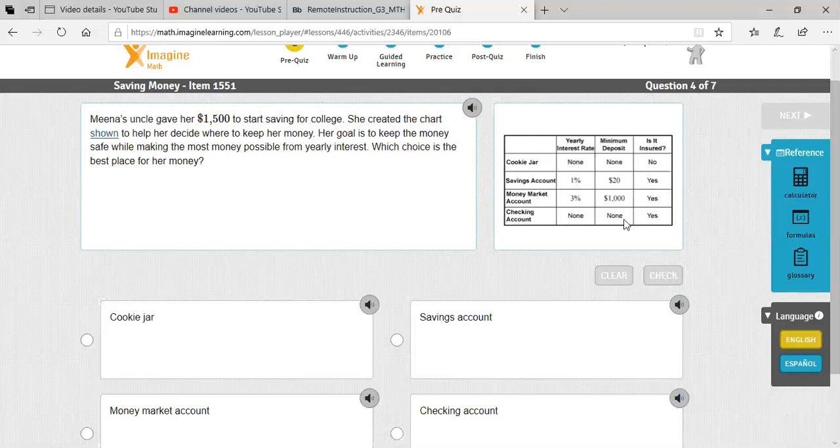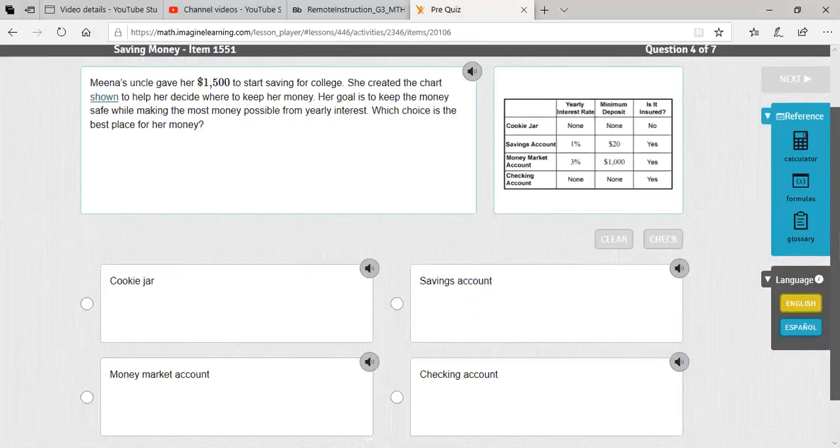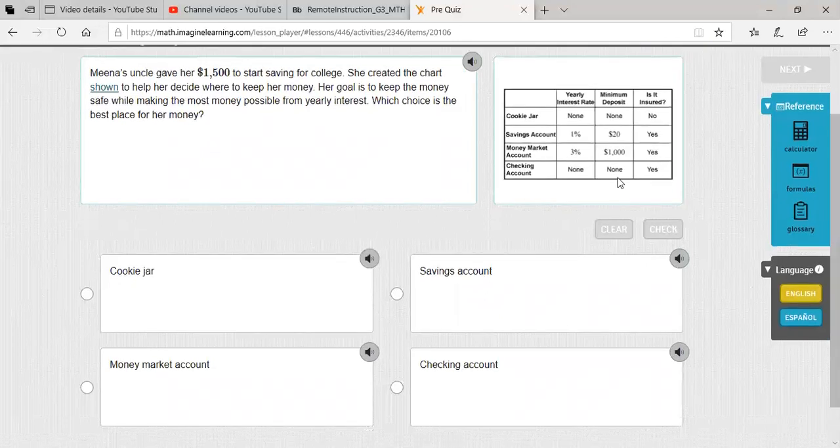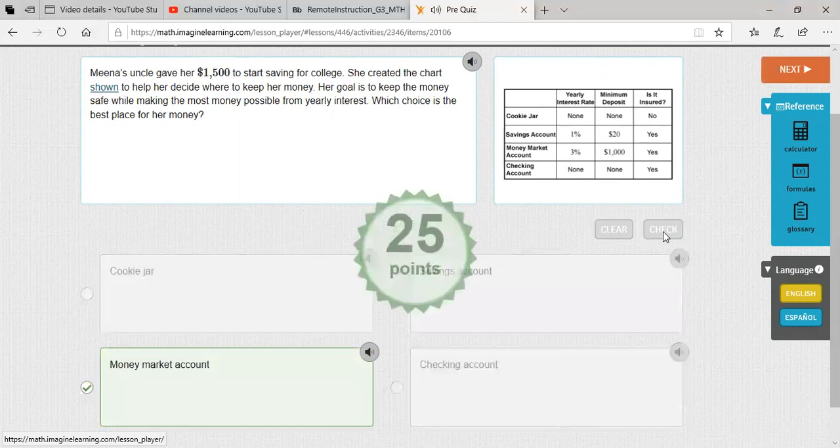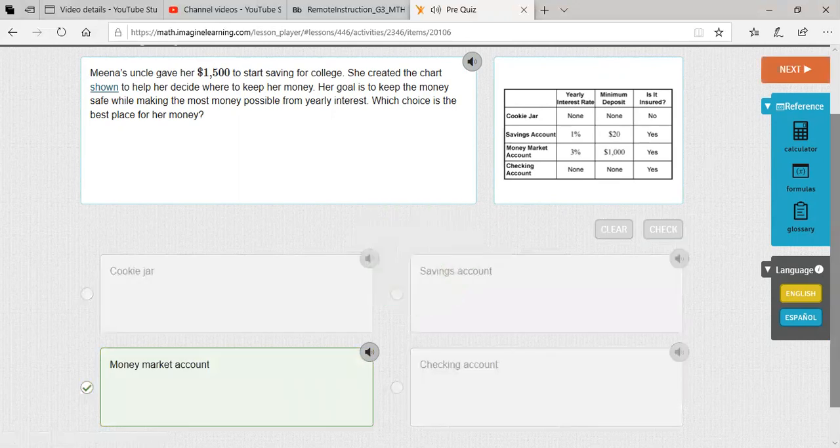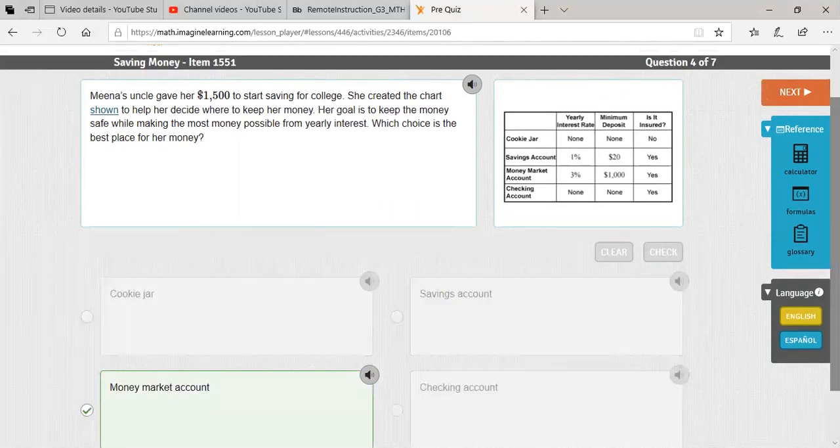Checking account, not so, because she won't earn any interest, even though the minimum deposit is not required and it is insured. She wants also to make some money, but this is the best possible scenario, money market account. Right here. Right, check. All right, let's go to the next question.